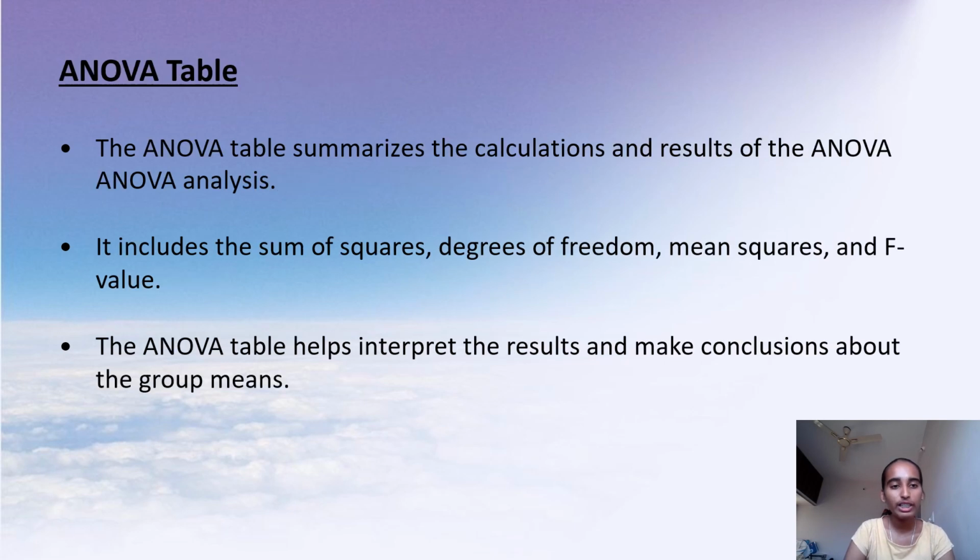Let us see what is ANOVA table. The ANOVA table summarizes the calculations and results of the ANOVA analysis. It includes the sum of squares, degrees of freedom, mean squares, and F value. The ANOVA table helps to interpret the results and make conclusions about the group means.